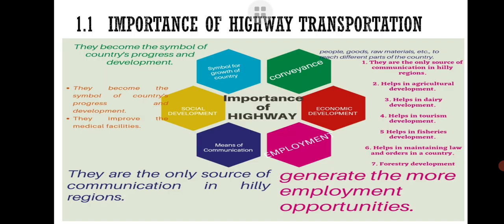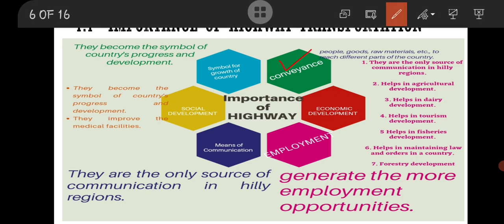In short, what are the different importances of highway engineering? First of all, it provides conveyance, meaning people can travel from one place to another. Then it is the symbol of growth of the country. As the roads are of very good quality, people can transport their goods and move from one place to another very easily, and that defines the symbol of the growth of the country by developing its economy.